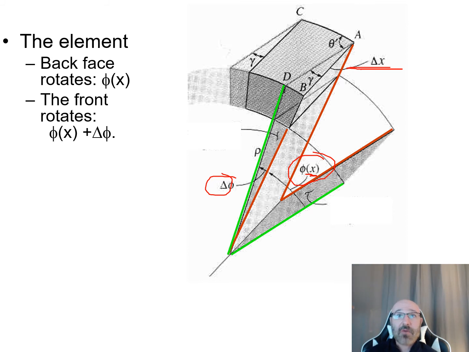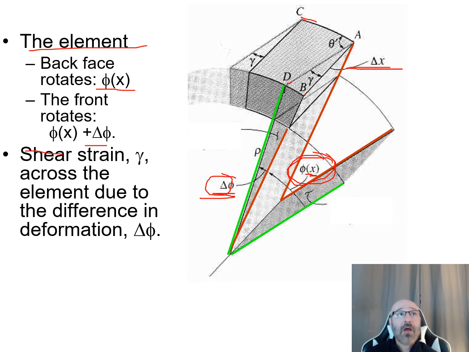And we can see we originally were at this A, B, C shape, and then after deformation, we go now to this A, D, C, and we'll discuss those angles in a minute. Right now what I want to look at for this element is the back face. This back face is going to rotate by phi of x, and the front face is going to rotate by phi of x plus our delta phi. Again, we can see that the delta phi is based upon after deformation, our green lines that we see in our diagram.